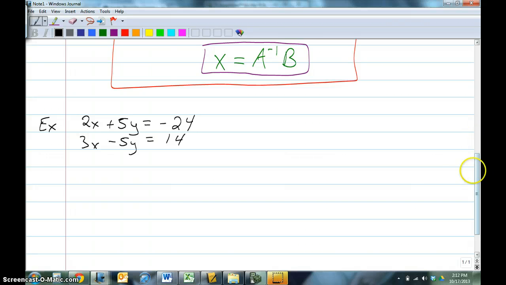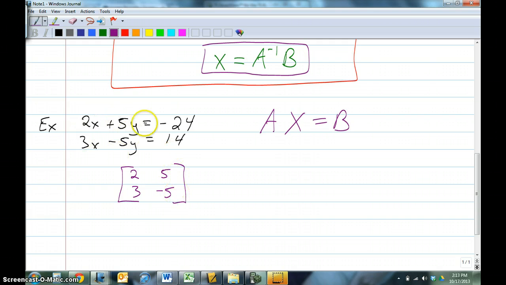We're going to solve this by coming up with the equation matrix A times matrix X equals matrix B. Here we go. Matrix A is going to be 2, 5, 3, and negative 5. It's the coefficients of the X and Y's. All right, that's our matrix A. Matrix X. Now remember, this might be hard to remember. If you multiply a 2 by 2, matrix X has got to be a 2 by something. This is going to be a 2 by 1 matrix.